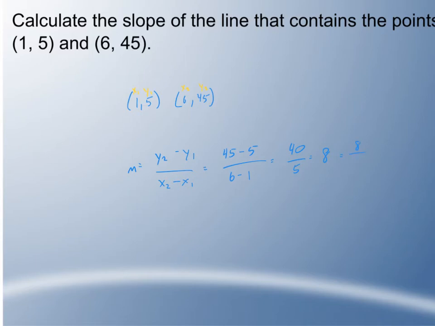Also helpful to think of it as 8 over 1. My MyMathLab is going to want you to put that in as an 8. 8 over 1, I like to think of it that way because that tells me to rise 8 while I run 1. But 8 is the slope of the line that connects those 2 points.